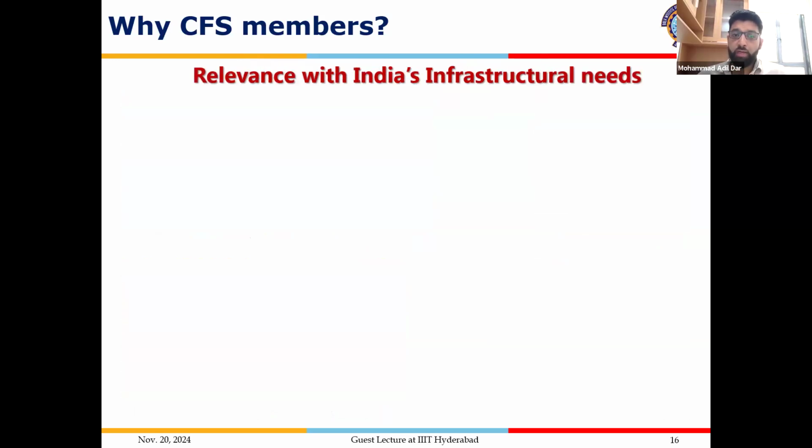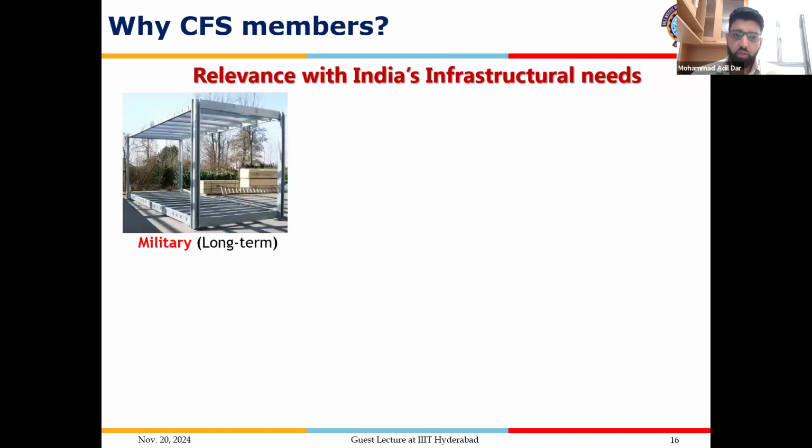Now, moving on from the global needs to relevance with reference to India's infrastructural needs. So first things first, military. For military, we have different types of terrains where we need rapid infrastructure. Cold form steel is a viable alternative. And just to give another example, the American military, which has approximately 52 military bases across the world, uses cold form steel as main load-bearing members for their men on the ground.